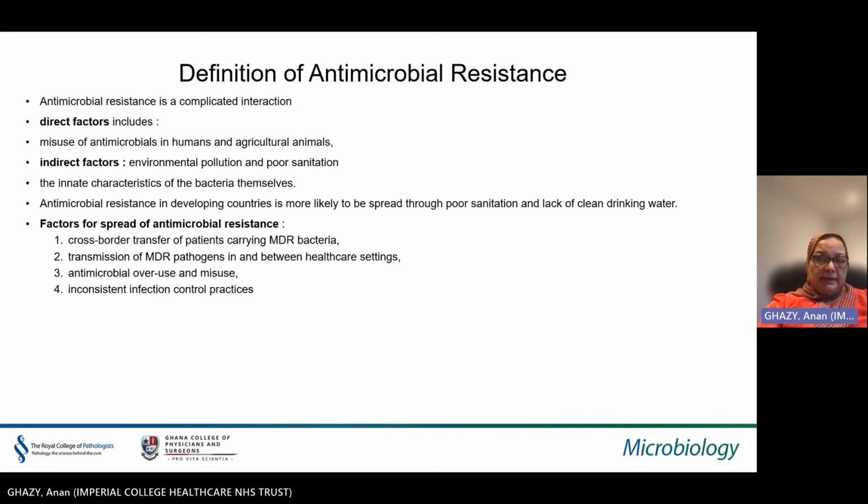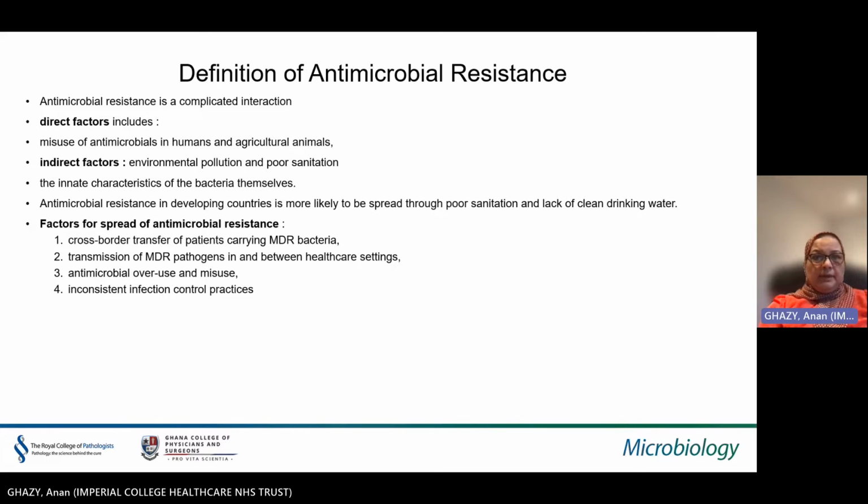So, what is antimicrobial resistance? Antimicrobial resistance is a complicated interaction between direct factors, which include misuse of antimicrobials in humans and agricultural animals, and indirect factors like environmental pollution, poor sanitation, and the innate characteristics of the bacteria themselves. So, antimicrobial resistance in developing countries is more likely to spread because of poor sanitation and lack of clean drinking water. So what are the factors that allow the spread of antimicrobial resistance?